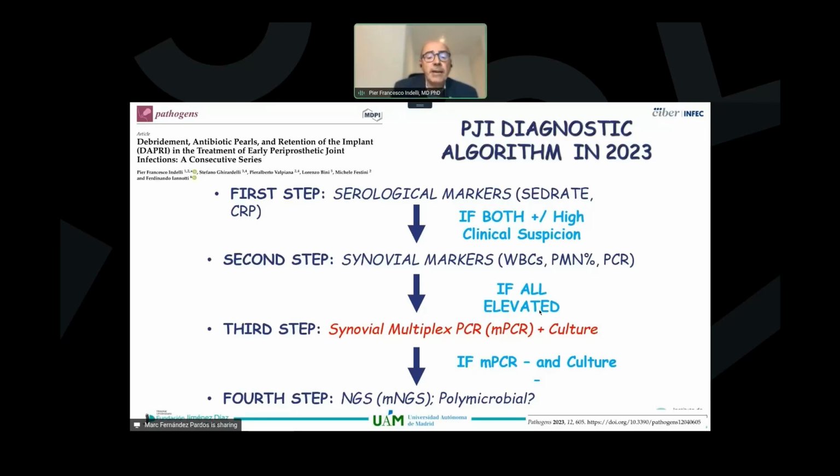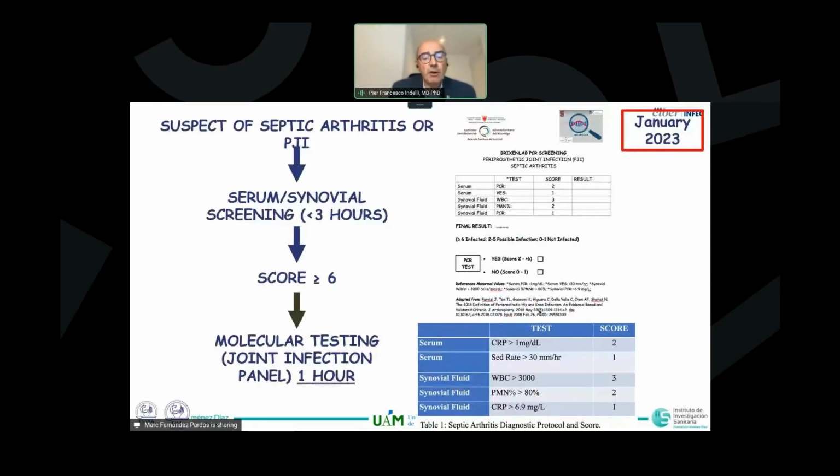And if the JI panel is negative and the culture is negative, we move to next generation sequencing, and we expect probably a low virulence PJI and maybe even polymicrobial. So this is the evaluation form. It's a scoring system that we use in our emergency department when we suspect a septic arthritis or a PJI. You can run basic serological and synovial screening in less than 3 hours. And then if you have a score more than 6, you move to molecular testing and the joint infection panel, and the turnaround time, as I told you, will be around an hour.